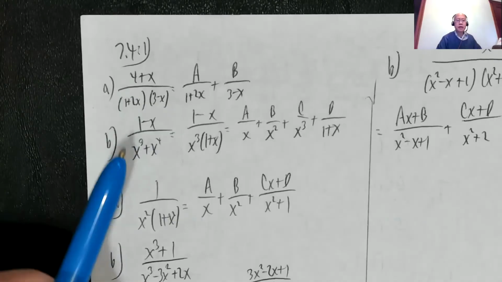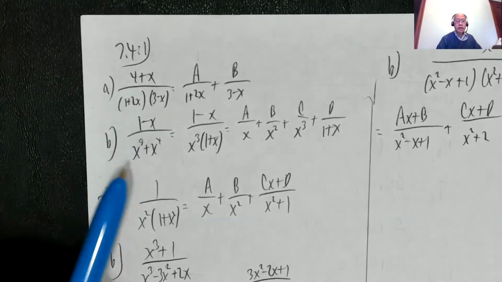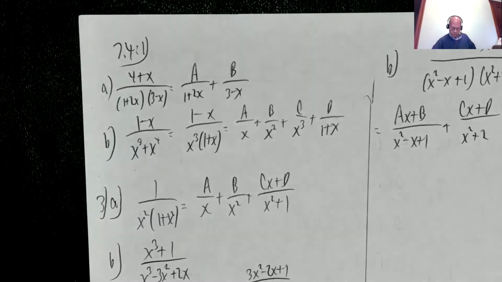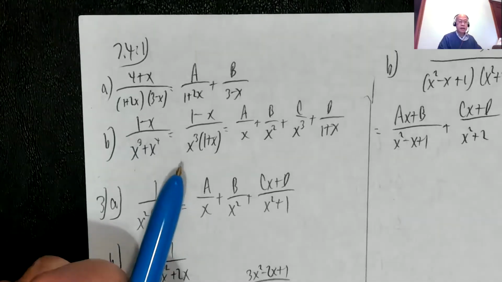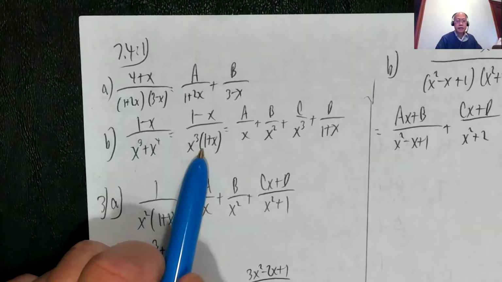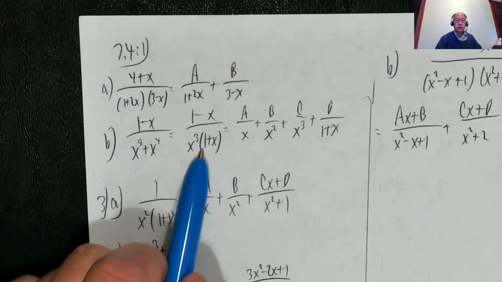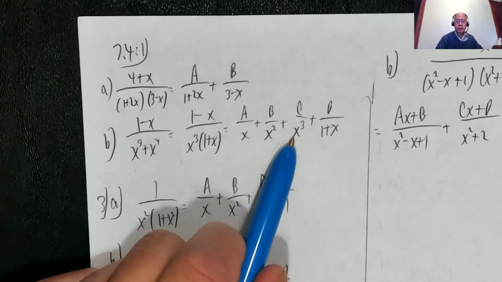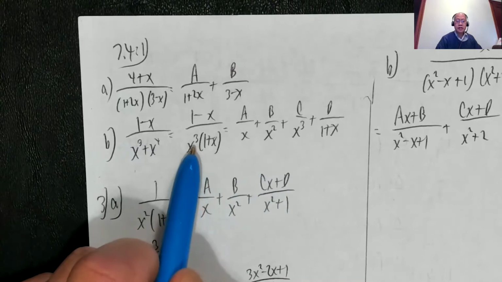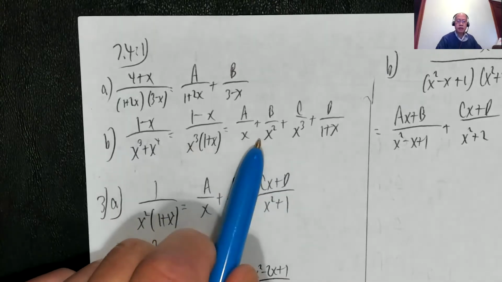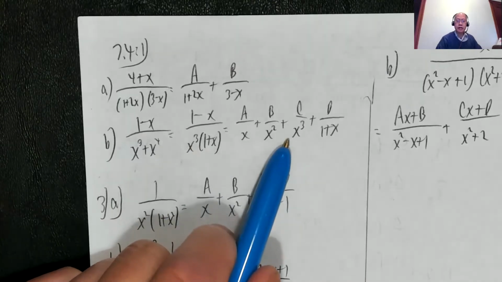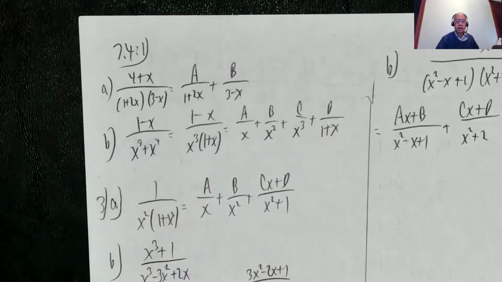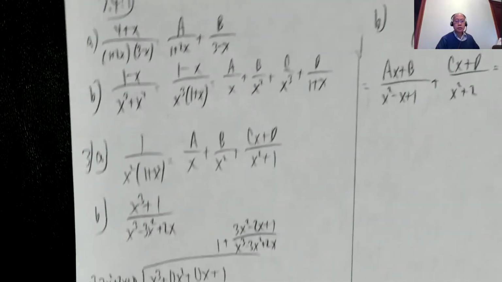So 1b, 1 minus x over x cubed plus x to the 4th. Factor out the x cubed, 1 plus x. So x cubed goes x squared, x cubed. If it's x to the 10th, you have x squared, x cubed, x to the 4th, 5, 6, 7, 8, 9, 10. And 1 plus x is all by itself, and a, b, c, d.